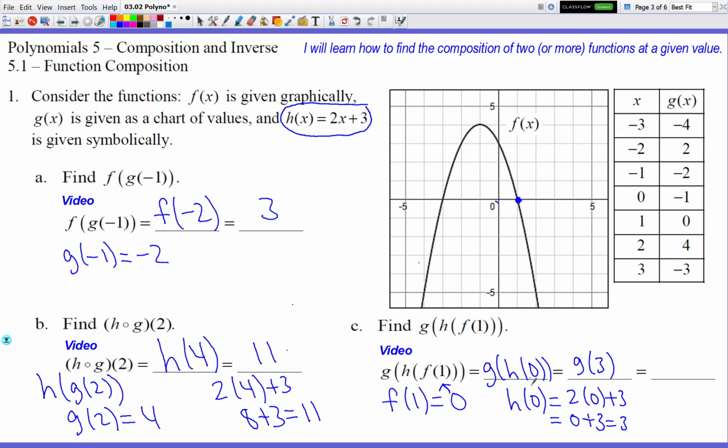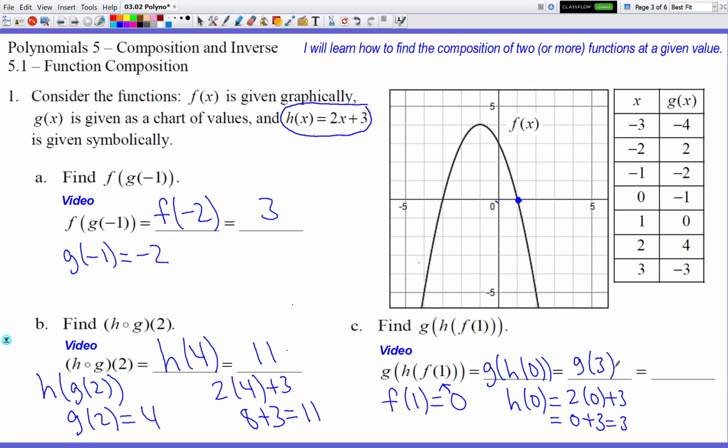Because h of 0 is known as 3, I replace h of 0 with 3. So when you do function composition, you're just pretty much replacing things. You're replacing it with whatever you're told it became. So f of 1 became 0, so I replace it with 0. H of 0 got replaced with 3, so I put a 3 in that spot.